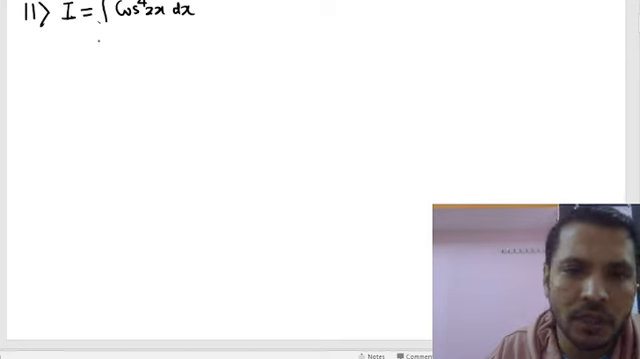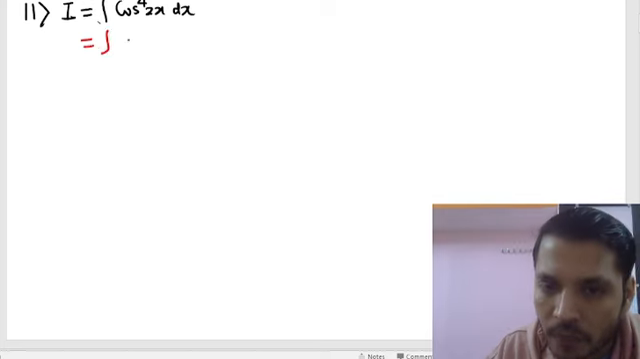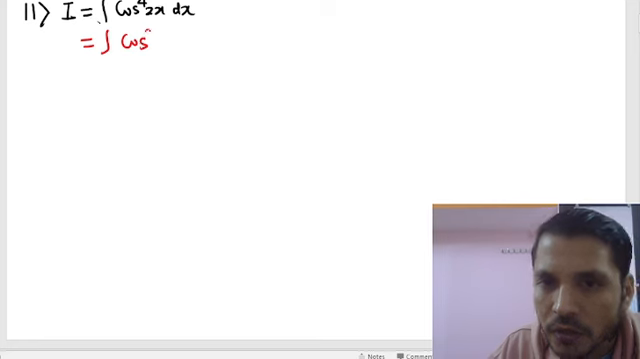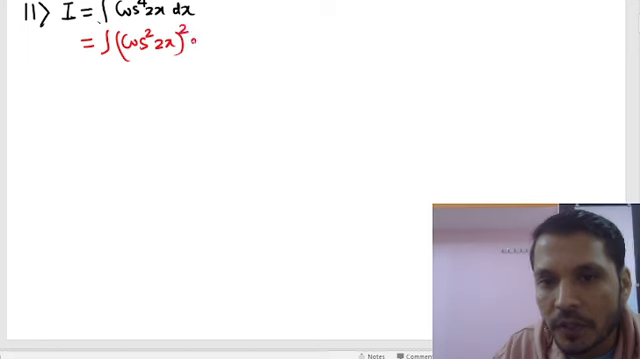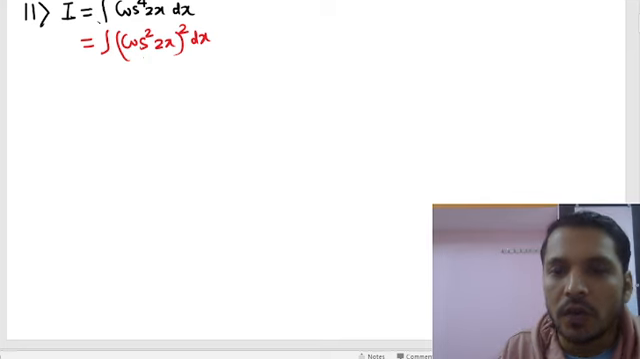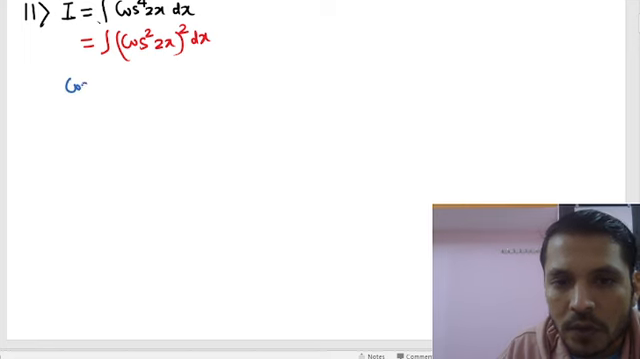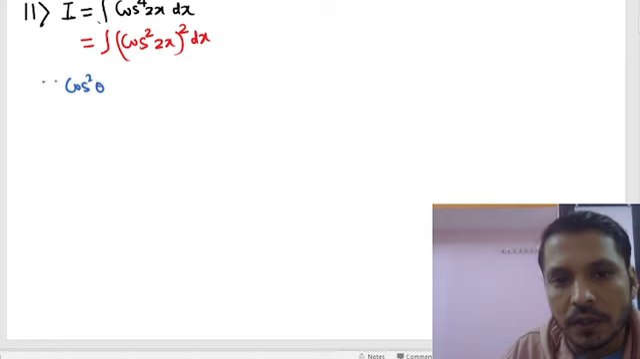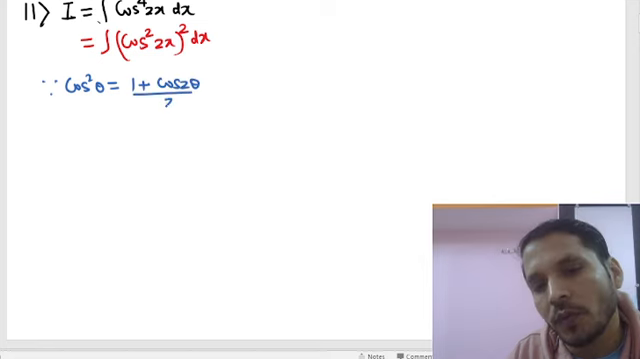First of all, we have to reduce the power. So we are going to rewrite this integration. Integration of cos to the power 4 2x, can we write it as cos square 2x whole square? Yes. The same thing we can write in different ways. Why? Because now we can apply the formula of cos square here. So first of all, we will note down the formula: cos square theta is equal to 1 plus cos 2 theta divided by 2. This formula we know from trigonometry.